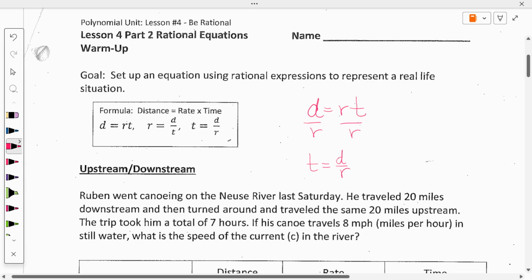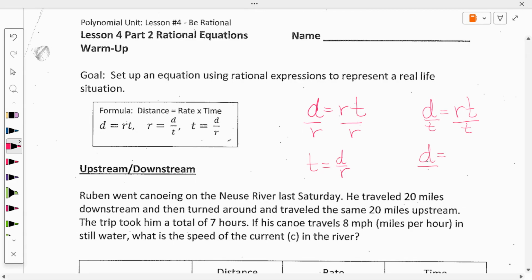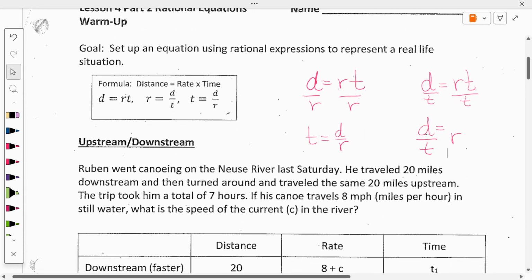This is all math 1 stuff. Or if you knew the distance and the time and you needed to find out what the rate was, you would know that distance divided by t equals r. So that whole idea is really what these first 3 questions are about. Okay? So upstream and downstream.